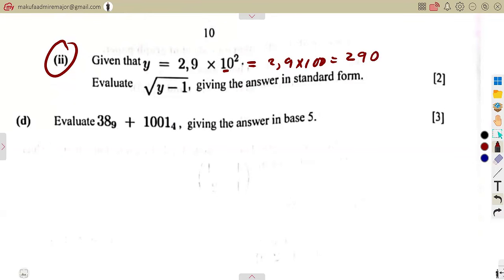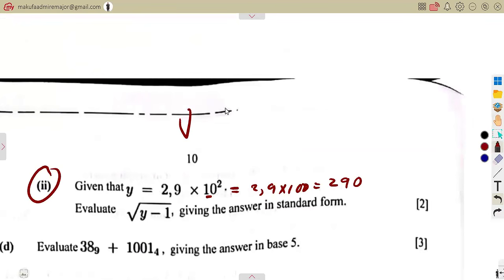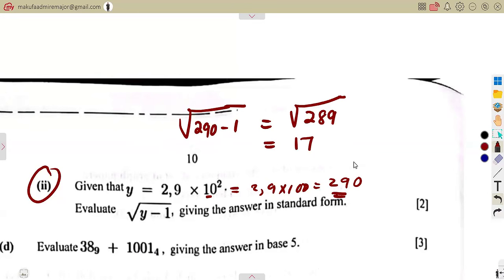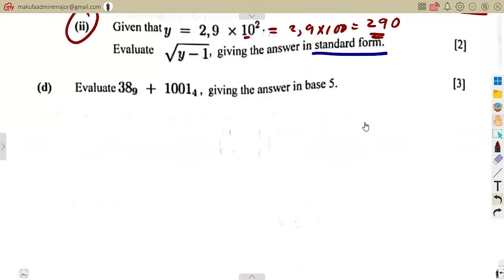So it means this square root that we are supposed to evaluate is the square root of 290 minus 1. That is y minus 1. Y is equal to 290. So 290 minus 1 is equal to 289. We can take the square root and obtain 17, which is an ordinary number to be converted to standard form. This number between 1 and 10, 1,7 times 10 to the power of what? Times 10 to the power of 1. That is now in standard form.